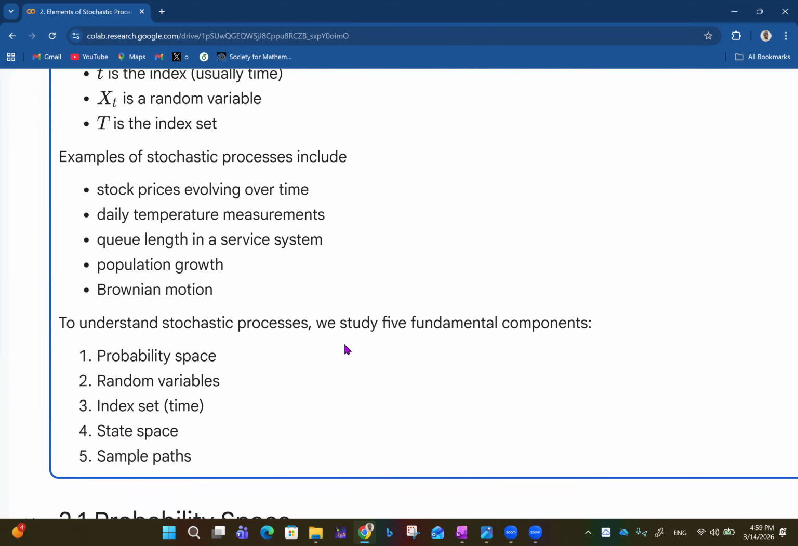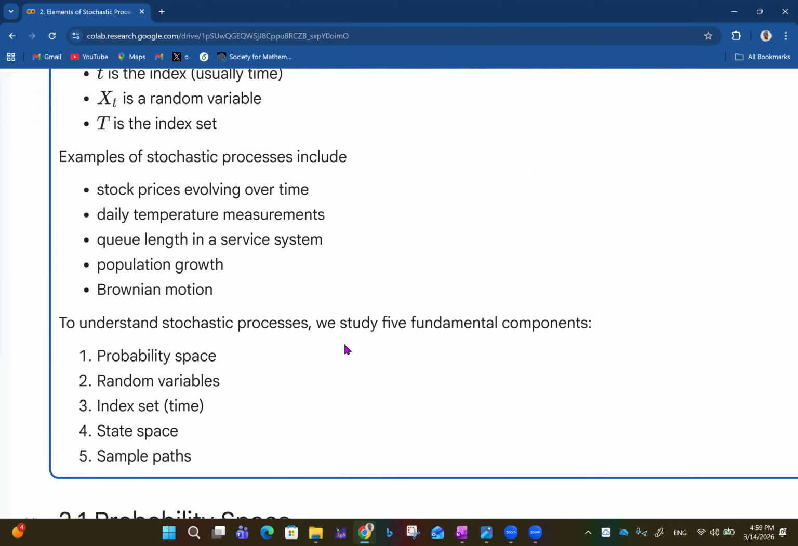So we are moving on to random variables. Now, we are talking about elements of stochastic processes. We have taken care of the probability space. Now we are moving to talk about random variables. A random variable is a function that assigns a numerical value to each outcome.